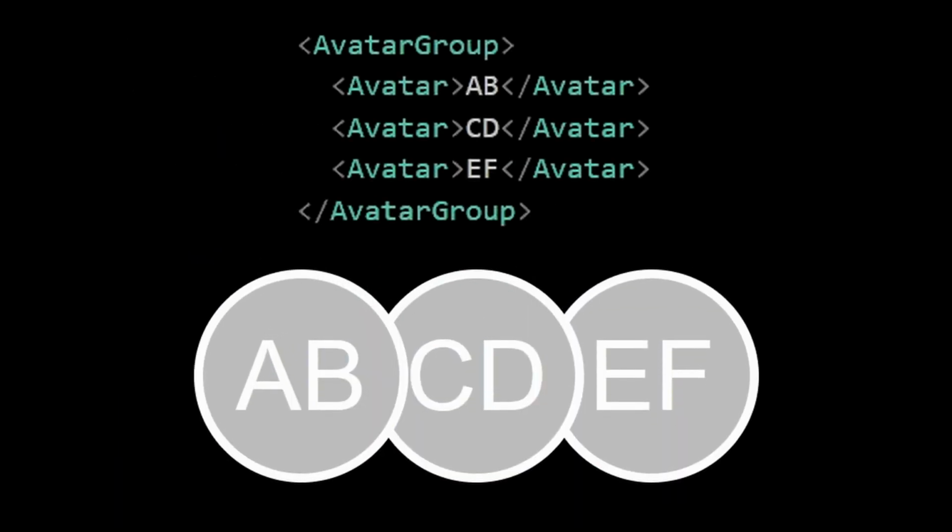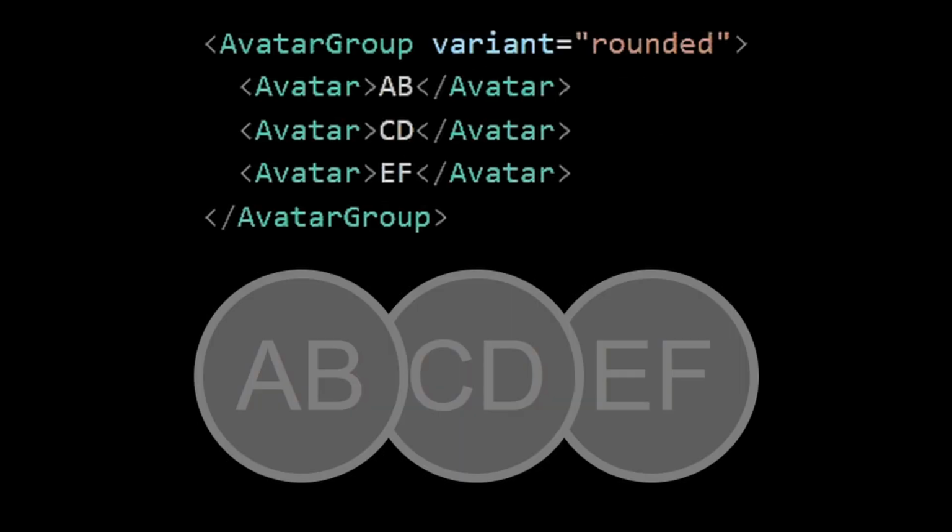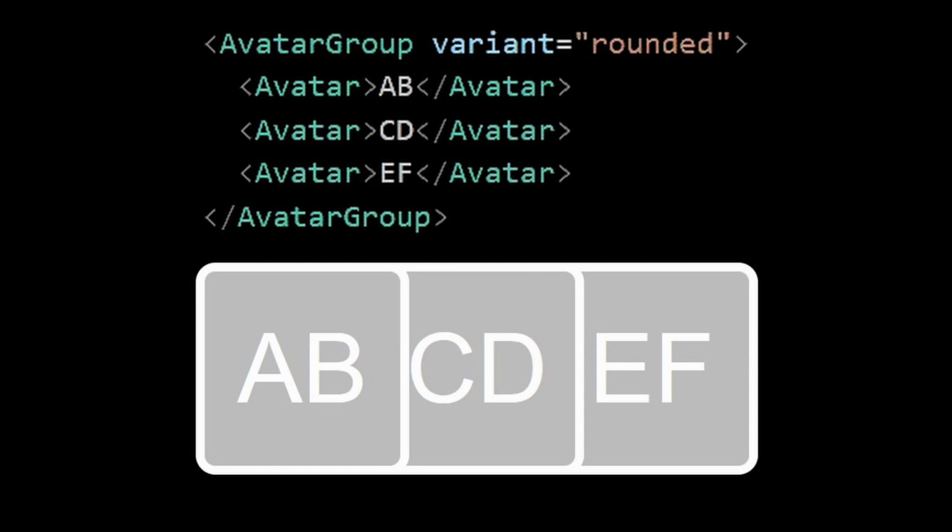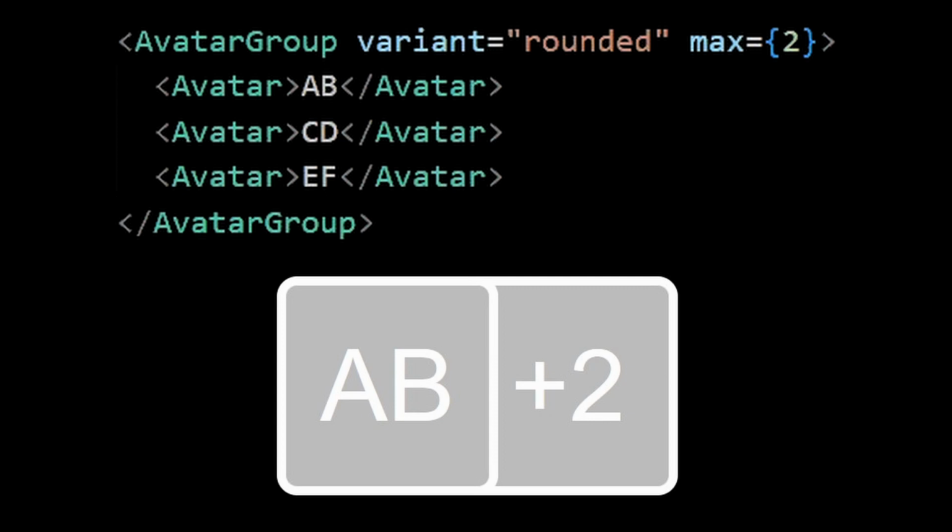You can also group multiple avatars together just by wrapping all your avatars in the avatar group component. You can provide the variant in the avatar group instead if you want to apply to all of them. To set a max amount of avatars to show, use the max prop, and to manually set the total inside the group, use the total prop.